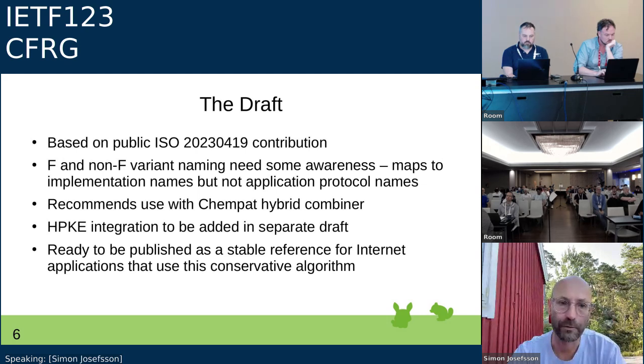So going into the draft, it's basically just me echoing the public ISO contribution. There is something regarding the naming that engineers should be aware of. In my mind, I've mapped it to that the F and non-F variants are very useful to separate for implementations, but in applications, usually it doesn't matter, and the implementation can choose whichever they want. And there's a recommendation to always use PQ KEMs with a hybrid combiner, pushing the combiner option to include pre-hashing of everything for efficiency.